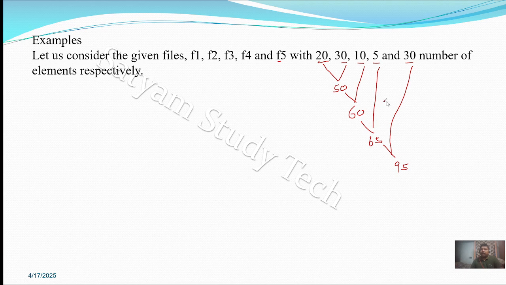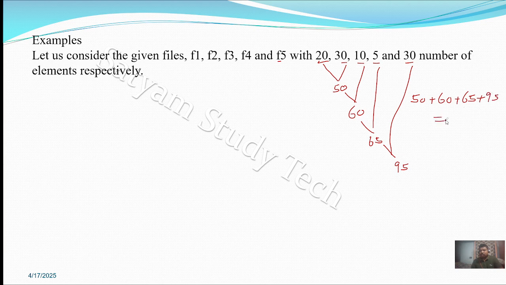Here this is one pattern. There are many more patterns, and out of those patterns we can find the optimal one. So the total cost of this pattern is 50 plus 60 plus 65 plus 95.